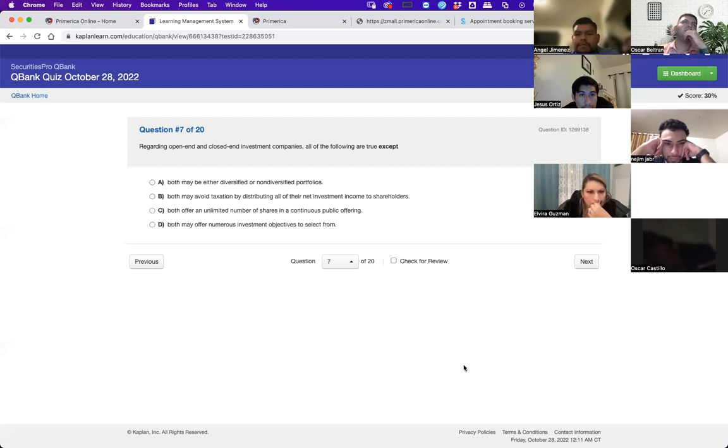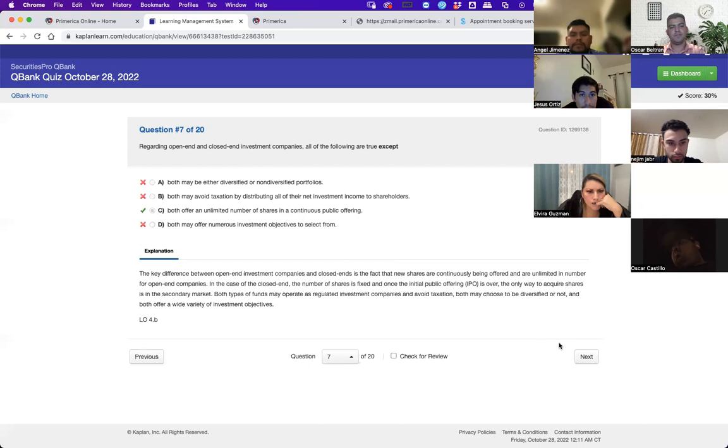Number 7, regarding open-end and closed-end investment companies, all the following are true except: B. I would say C. Okay, right here it says these are true, right? So we're looking for a false statement. I would still say C. Oh yeah, we see. Remember, closed-end doesn't have a limit. There it is.